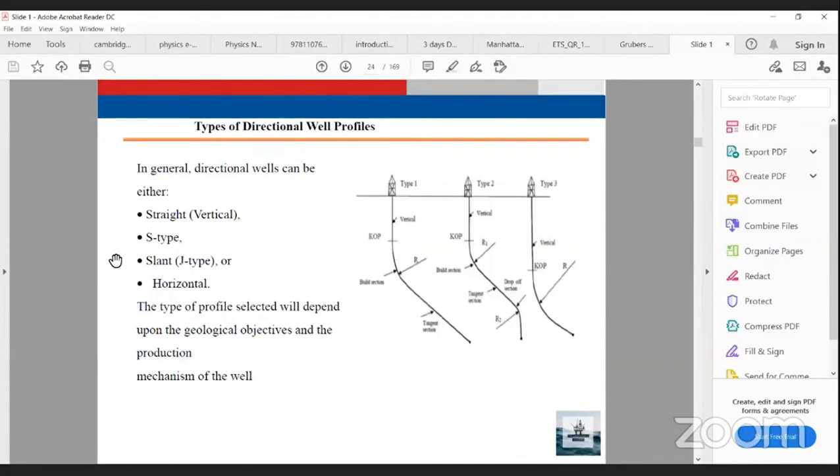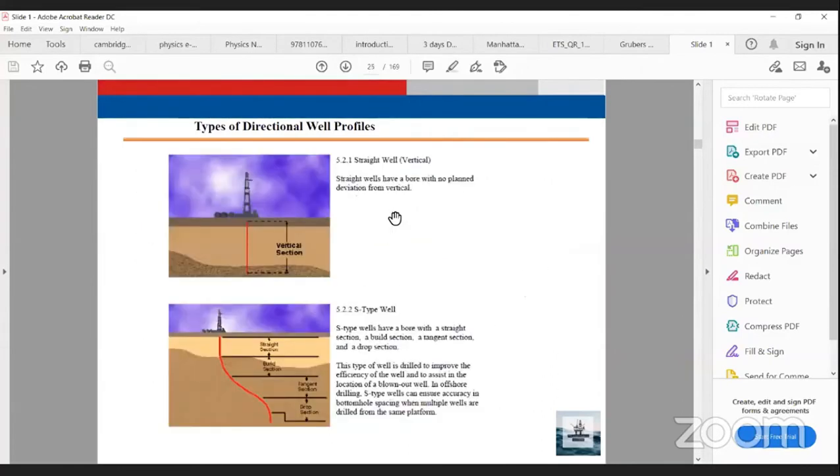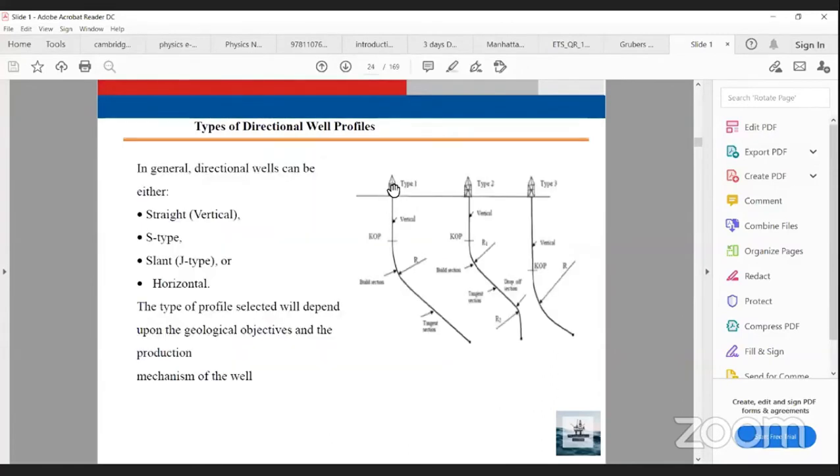We have a lot of directional well profiles, but the most common and most significant profile is the first type, composed of two sections. We call it J type, or type 1 hole. In type 1, we start by drilling vertically. Then from the kickoff point, we make a building section to reach the target section. Say we reach 30 degrees, then we hold 30 degrees until we reach the target.